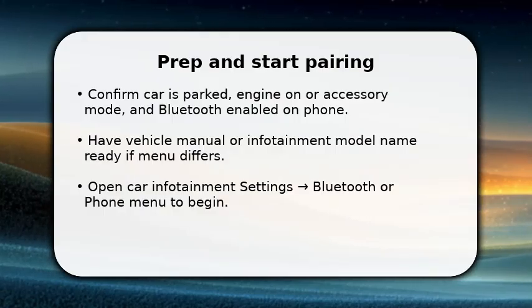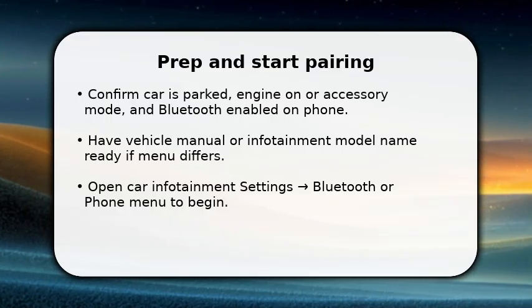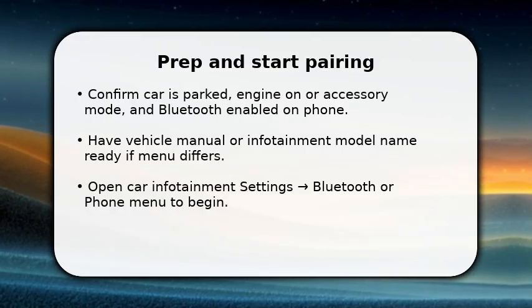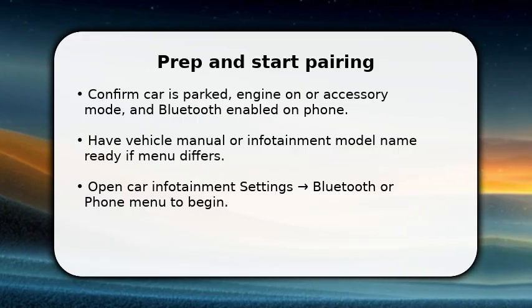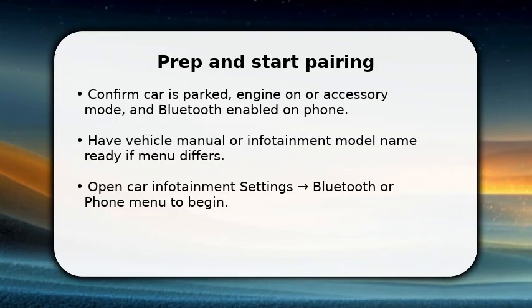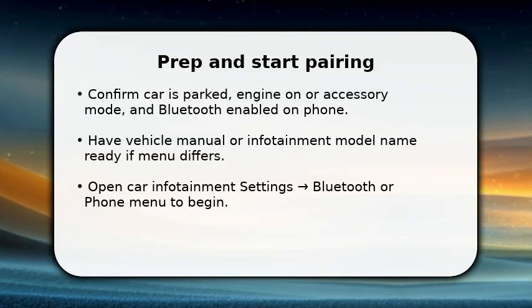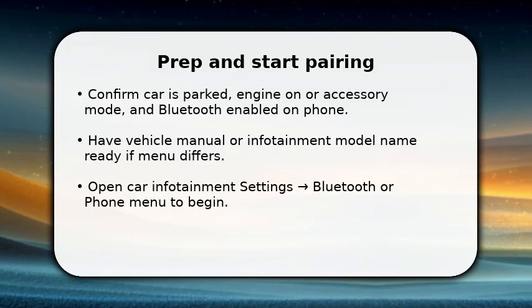You're ready to change the Bluetooth name. Start now. First, park safely and switch the ignition to accessory so the infotainment stays awake. Then enable Bluetooth on your phone and open the car settings. Look for Bluetooth, phone, or connections. You do this because the system must be active and discoverable to accept a new device label.